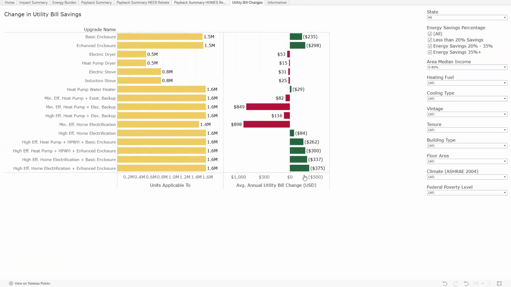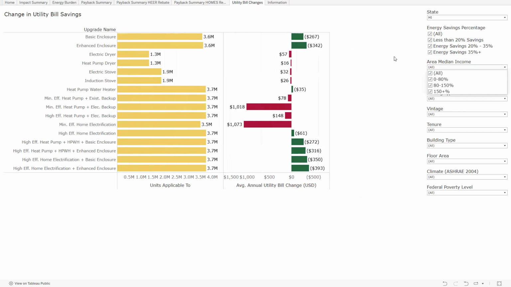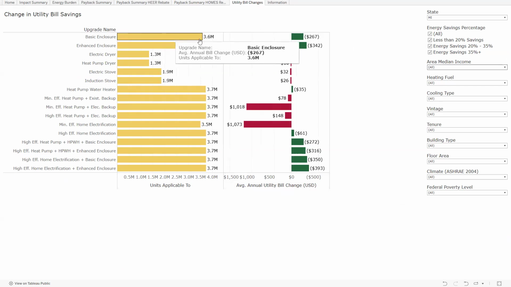Our last page here is going to be our utility bill changes. So this similarly is going to show you the basic upgrade, all the upgrades, and then the average utility bill change. So in this case, we have also included this new filter here, the energy savings percentage.